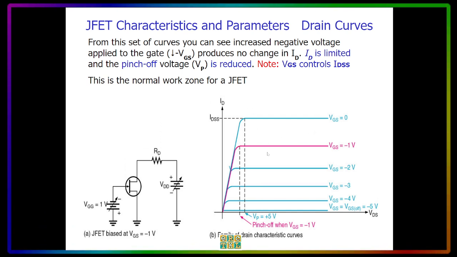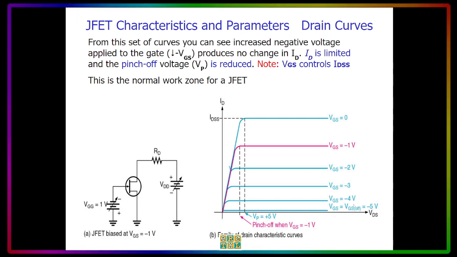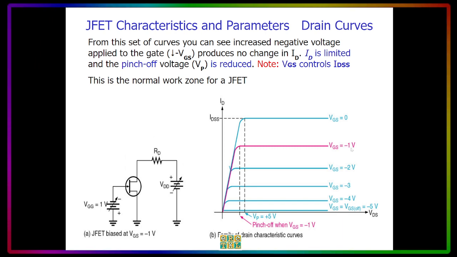From this set of curves, you can see the negative voltage applied to the gate. Starting from 0 volts, we increase it to negative 1, negative 2, negative 3, negative 4, up to negative 5 volts. Now, let's say this is the VGS. The VGS is negative 1 here. When the VGS is negative 1 at this point, represented by this pink curve, we put VGS equals minus 1 volt. And this point here is the pinch off when the VGS is negative 1.